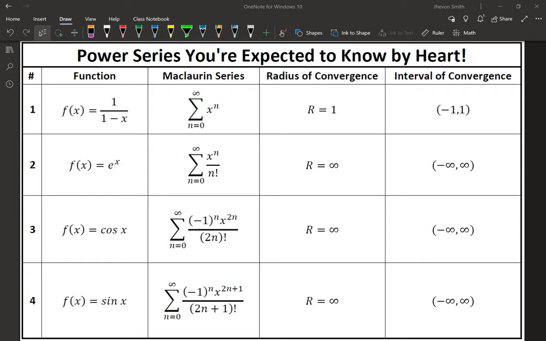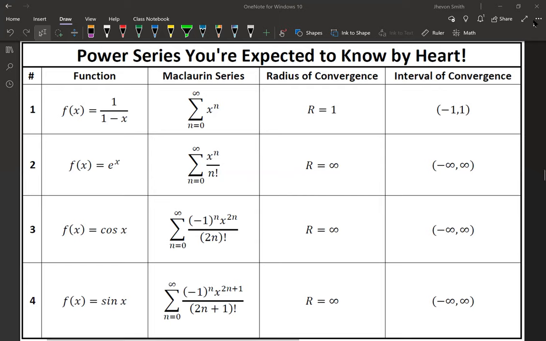Okay. So these are series you should know. The power series for 1/(1 − x) is the series n goes from 0 to infinity of x to the n. That's the radius of convergence, interval of convergence. e to the x is the series n goes from 0 to infinity of x to the n over n factorial. The cosine is this series, the sine is that series. For e to the x, the cosine and the sine, they converge everywhere, absolutely, right?